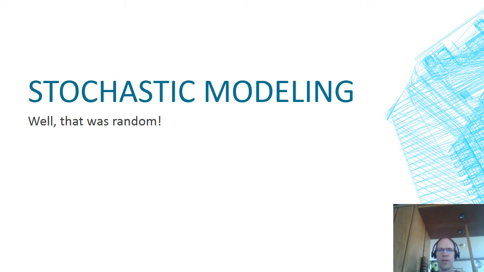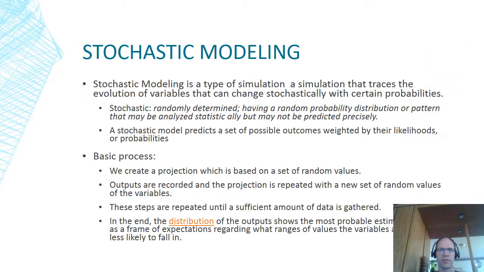So let's start with stochastic modeling. Stochastic modeling is a type of simulation that traces the evolution of variables that can change stochastically with certain probabilities. Well, what the heck does that mean? I think we need to understand what that word stochastic means. Well, the definition is randomly determined, having a random probability distribution or pattern that may be analyzed statistically but may not be predicted precisely. So when you hear that word stochastic, substitute the word random.